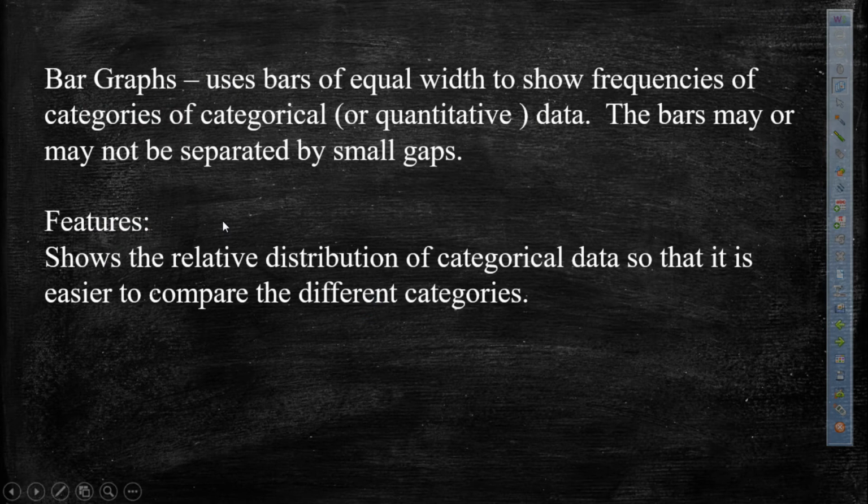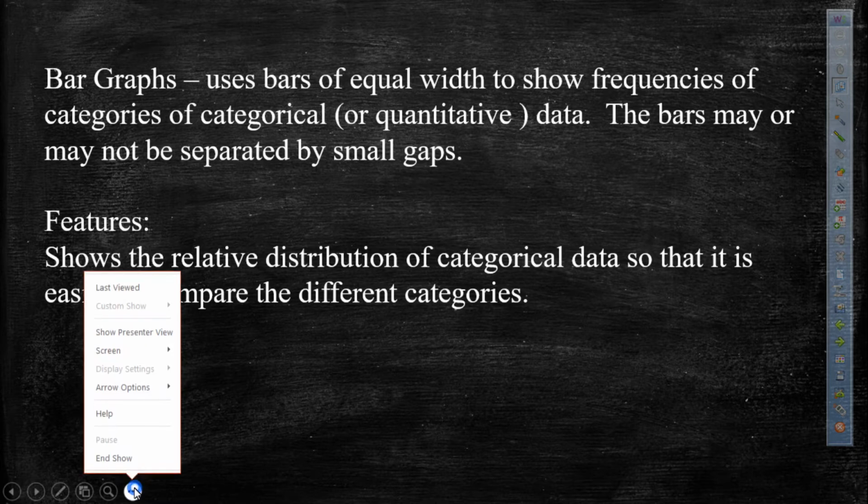Bar graphs. Bar graphs use bars of equal width to show frequencies of categories of categorical or quantitative data. The bars may or may not be separated by small gaps. The features: it shows a relative distribution of categorical data so that it is easier to compare different categories.